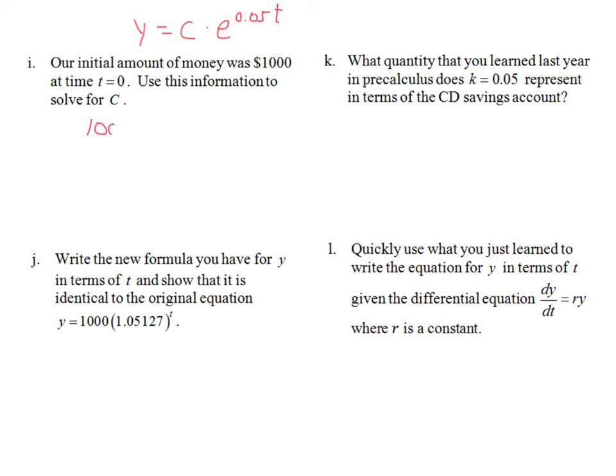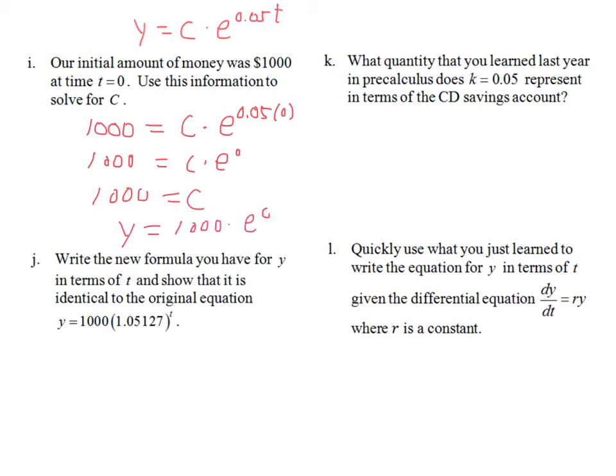So our output amount of money we have is 1,000, so that's our y. It's going to equal c times e to the 0.05 times 0 power. And of course that gives us 1,000 equals c times e to the 0, and e to the 0 is just 1, so we end up with c equals 1,000. So we now have that y is equal to 1,000 times e to the 0.05t power.